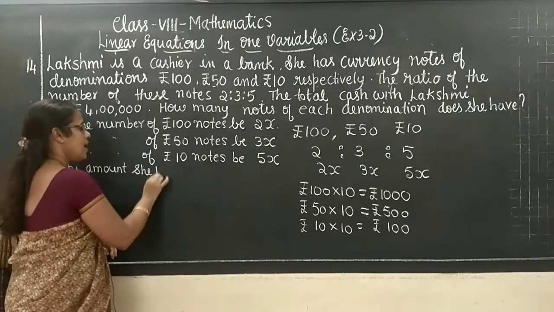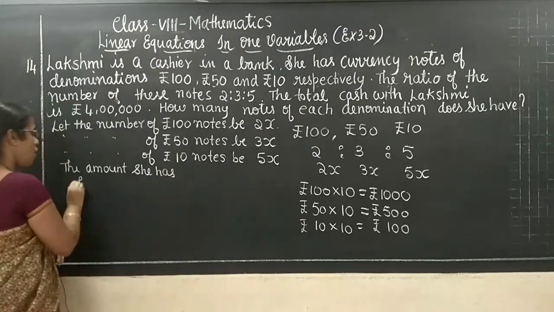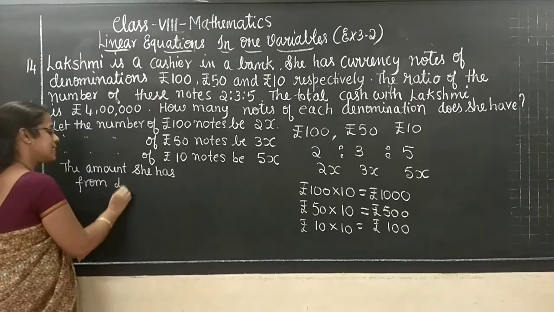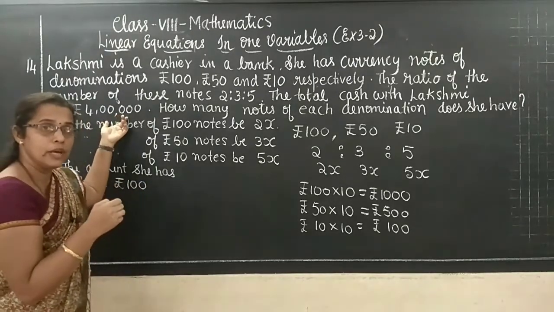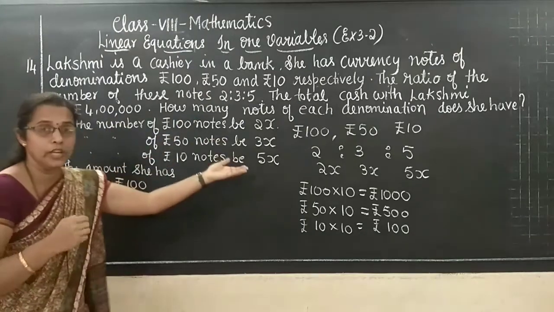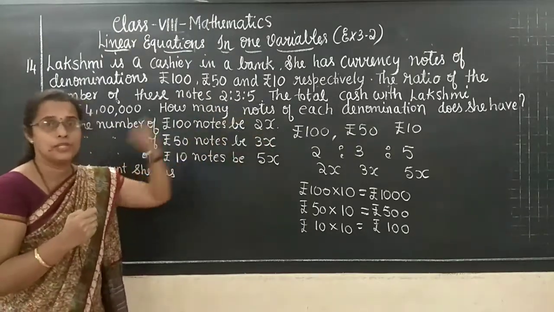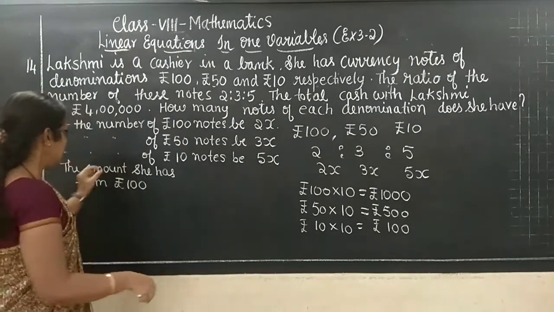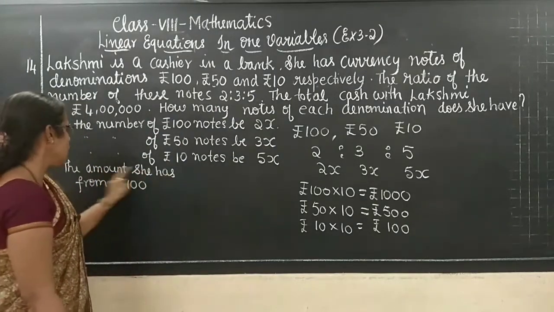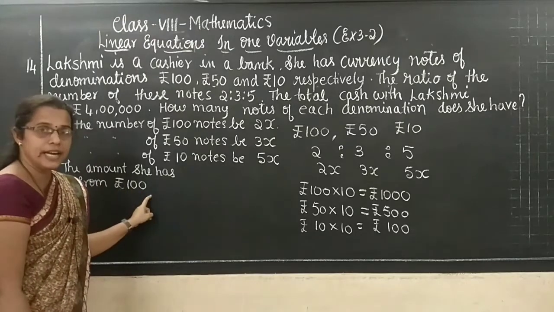She has notes of rupees 100, 50 and 10, and the total is 4 lakh rupees. How can she form it? Some are 100 rupee notes, some are 50 rupee notes, some are 10 rupee notes. Joined together, only 4 lakh rupees is becoming. Yes, sir, consider the amount she has from rupees 100.